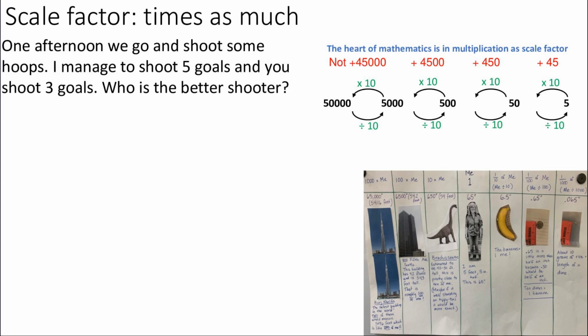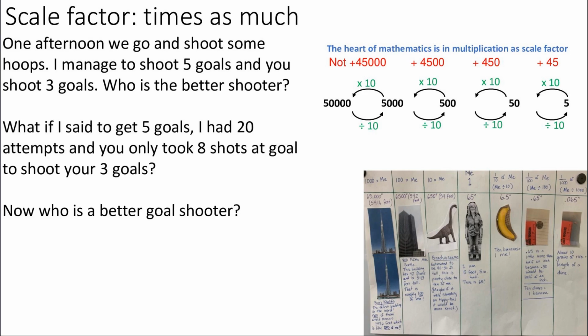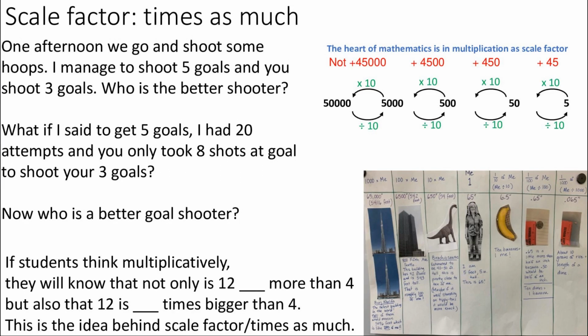Exactly, Lee. It depends on how many tries. It depends on the size of the unit. It depends on what's the whole. I could have spent all day trying to shoot 5 goals. You might have got 3 goals in 2 minutes. So it's not relative to anything, so it's not in proportion. Exactly right. So if I said I had 20 attempts to shoot those 5 goals, but you only took 8, now you can get an appreciation of who's the better goal shooter. And then you can start to see that 3 out of 8 is better than 5 out of 20. And then you start to get that part whole relationship, that being in proportion and so on.